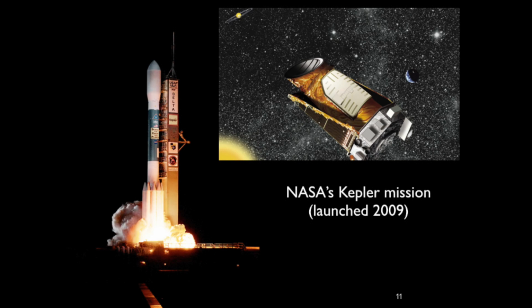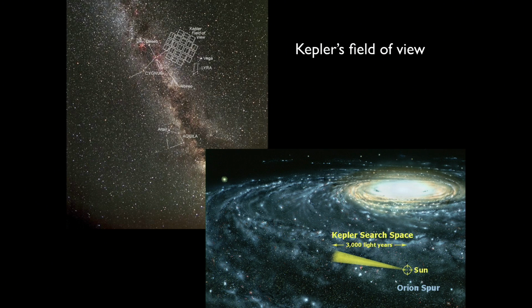So the most successful transit mission to date was NASA's Kepler mission. This is just nice pictures of it. This is its launch. You don't really care about that. So here's one thing that's interesting about Kepler, its field of view. In the sky, its field of view is here. This is the Milky Way galaxy, the disk of the Milky Way as viewed in the sky. That's Kepler's field of view. And here's kind of a cartoon view of it.